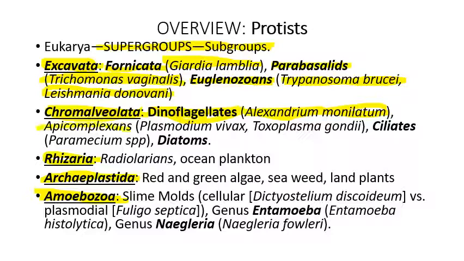The apicomplexans are a subgroup of the supergroup Chromalveolata. We're going to learn two members of that subgroup. They are Plasmodium vivax, which you already know causes malaria, and Toxoplasma gondii, which you already know is a biological teratogen carried by house cats.